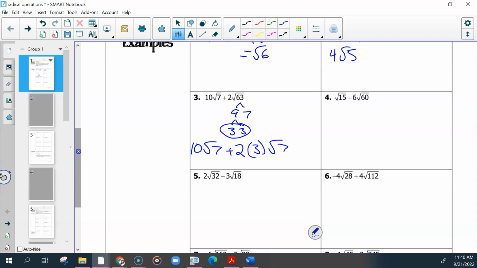Multiply to get what? 6 times the square root of 7, and then simplify. 16 times the square root of 7. Okay. Questions so far?